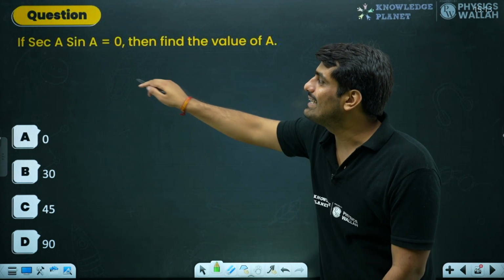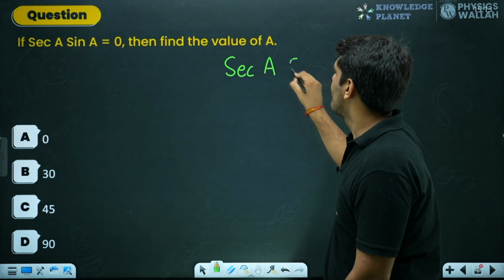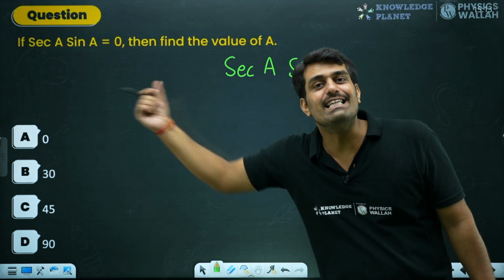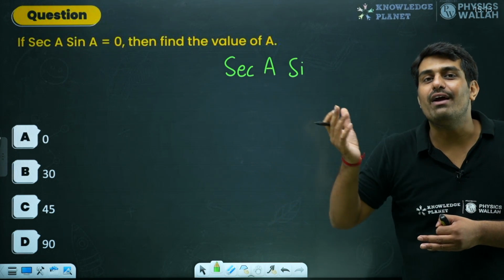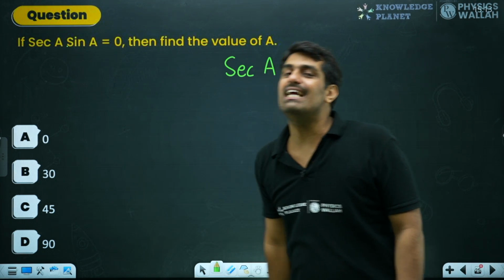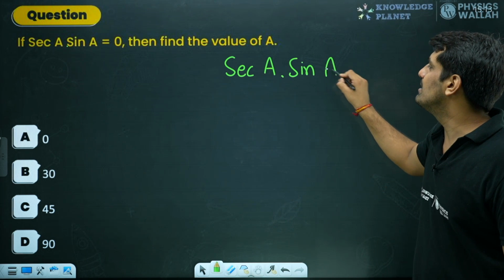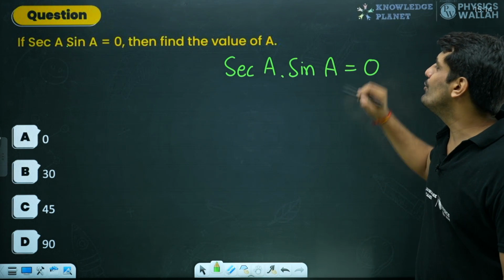We are given sec A into sine A, wherever it is written in this manner, directly sec A, sine A. This basically means there is a multiplication in between. There is a dot in between, which shows that there is a multiplication. This is given to you as 0.